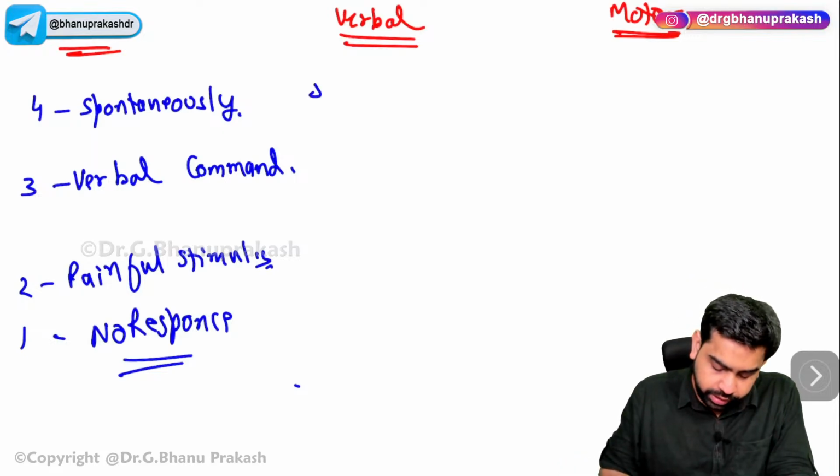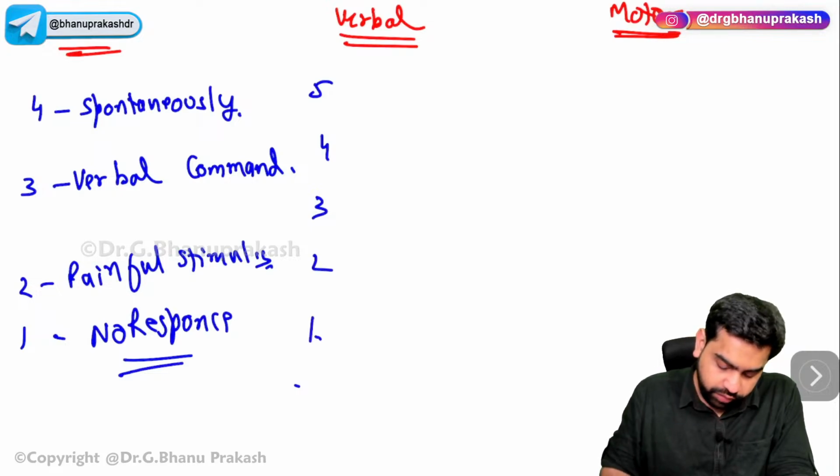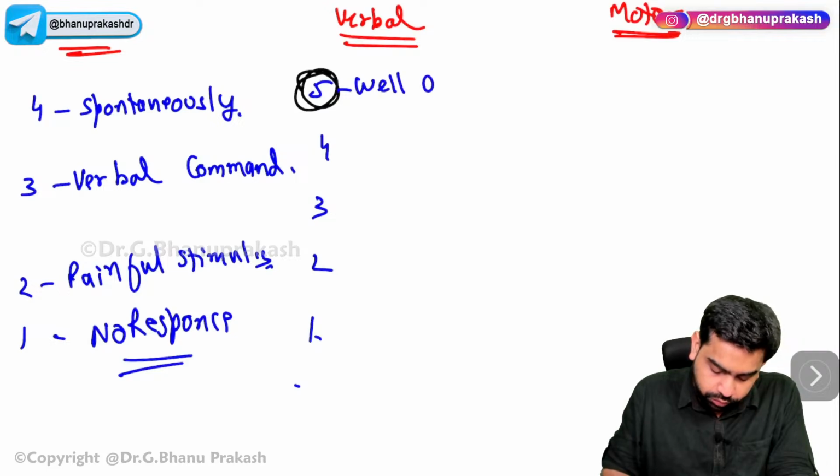What about the verbal component? In the verbal component, we have 5, 4, 3, 2, 1. So what is this 5? 5 is when the patient is well oriented to time, place, and person. Well oriented to the time, place, and persons.